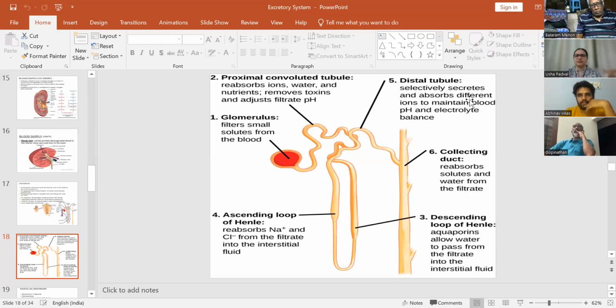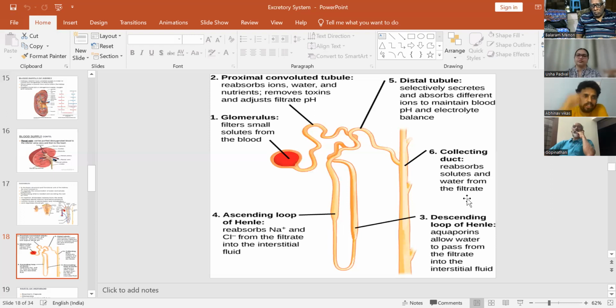Selectively secretes and absorbs different ions to maintain blood pH and electrolyte balance. The third one is the collecting duct. What happens? The excess waste, the reabsorbed solution and the water from the filter, is collected. What does it do? It collects.